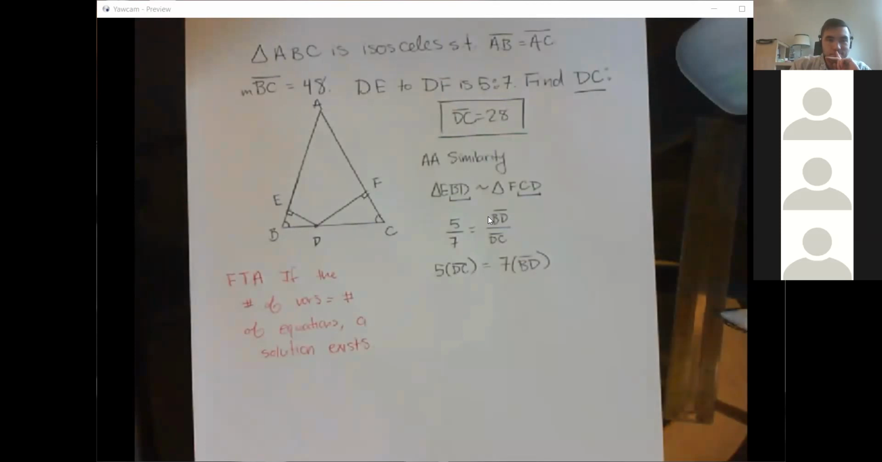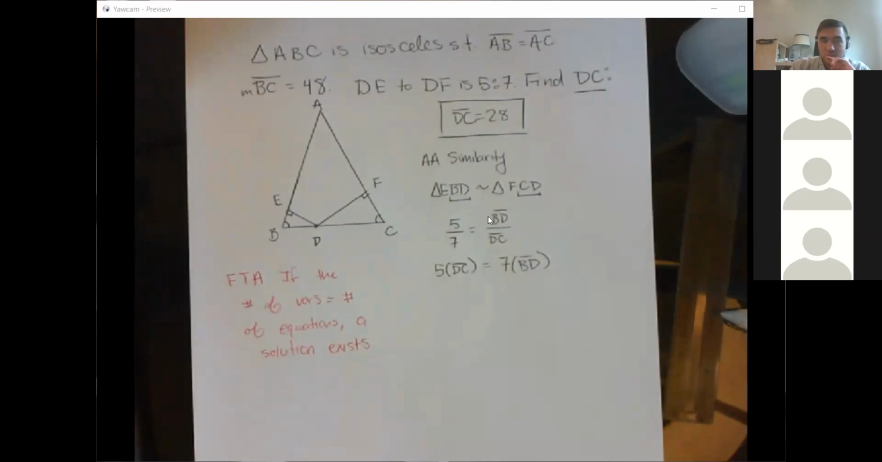Is it 5DC plus 7BD equals 48? Again, I had that offered as an answer. That's not correct because it's not multiples of those things that add up to 48. It's way more straightforward than that. 5 plus 7 equals, no. BD plus DC equals 48?